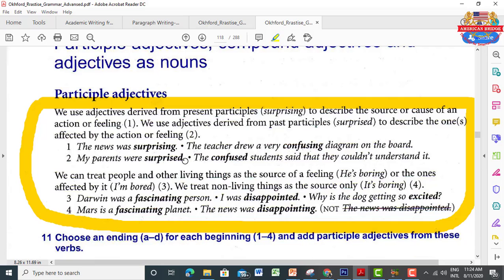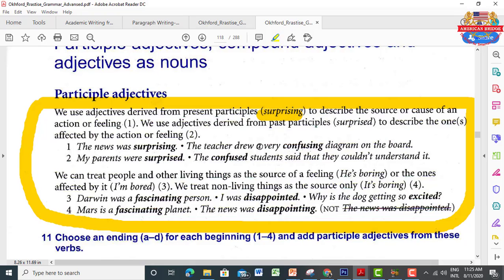In short, surprising is used in the active sense and surprised with ed is used in the passive sense, so we receive the action from another. Like, my parents were surprised. So someone made them surprised, not that they surprised the other. The news was surprising. How can the news be affected by another? It cannot, because it is about a thing. So we fall into our first rule: to describe the source or cause of an action or feeling.